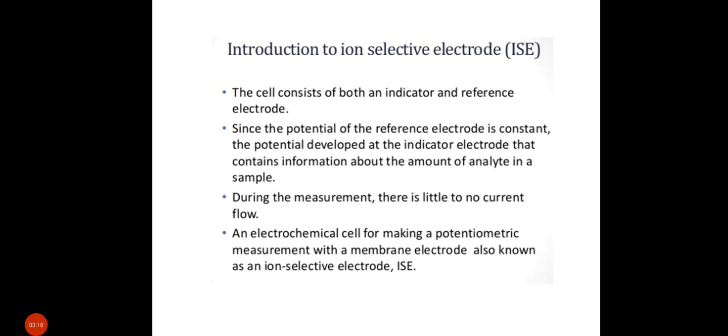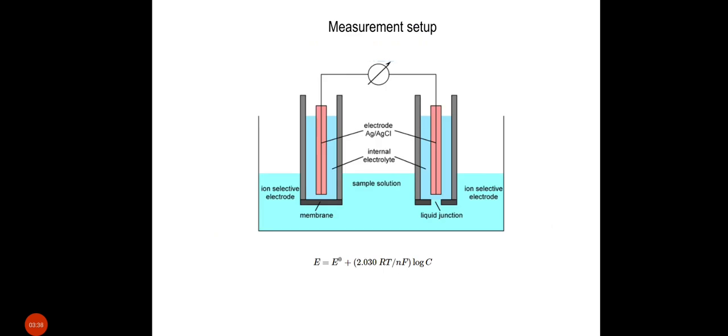Here I have summarized the working of the ion selective electrode. The cell consists of both an indicator and a reference electrode. Since the potential of the reference electrode is constant, the potential developed at the indicator electrode contains information about the amount of analyte in a sample. During the measurement, there is little to no current flow.